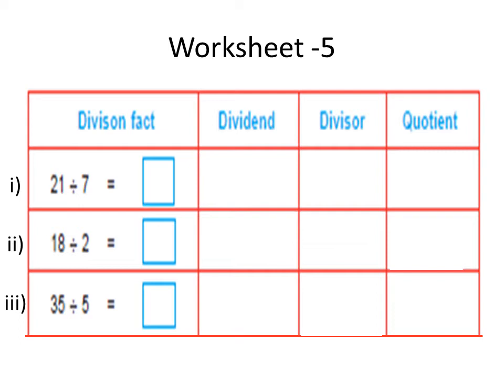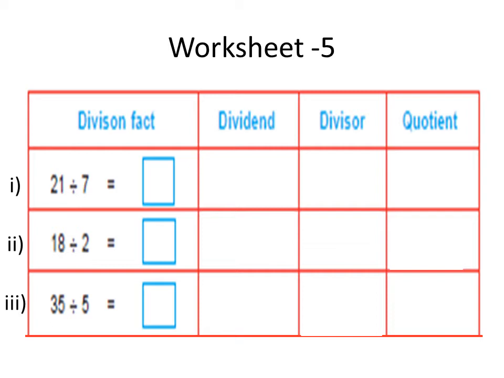Let's solve some questions of worksheet 5. Here you have given 4 columns. First column for division fact, second column for dividend, third column for divisor and the last column for quotient.